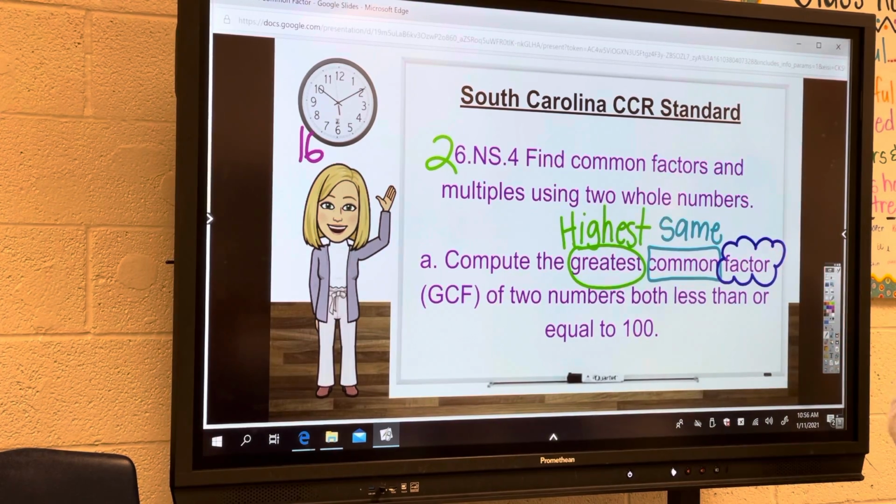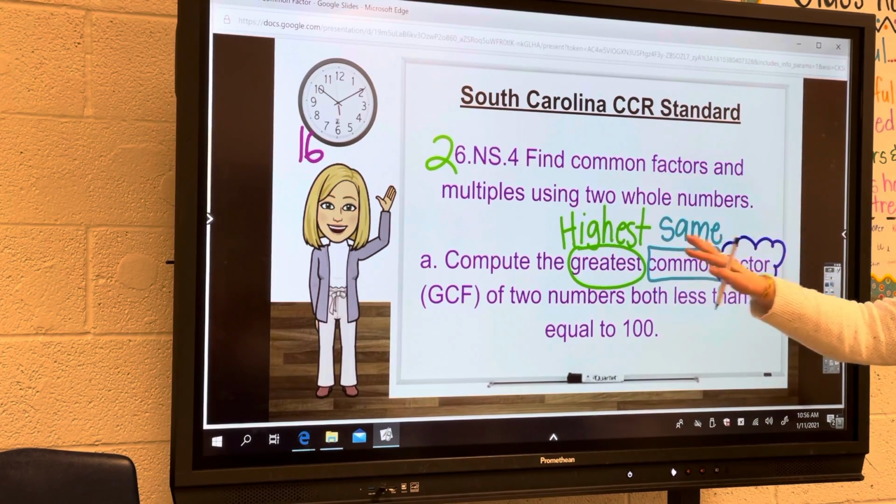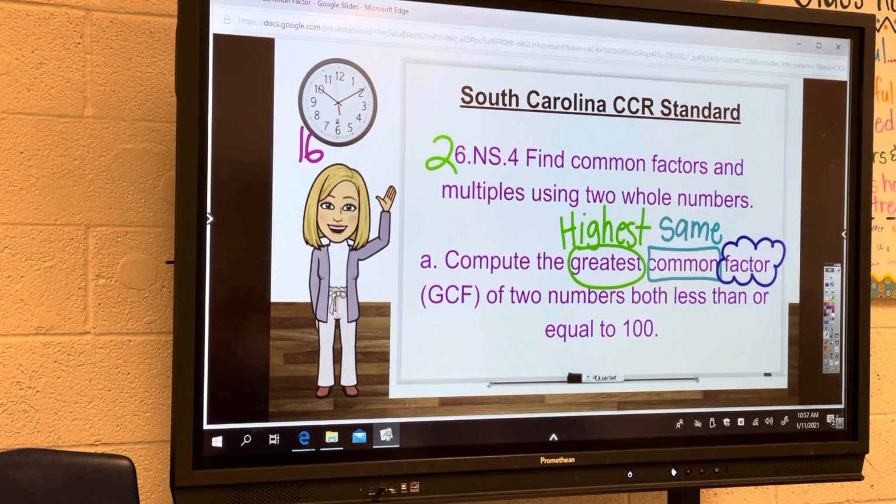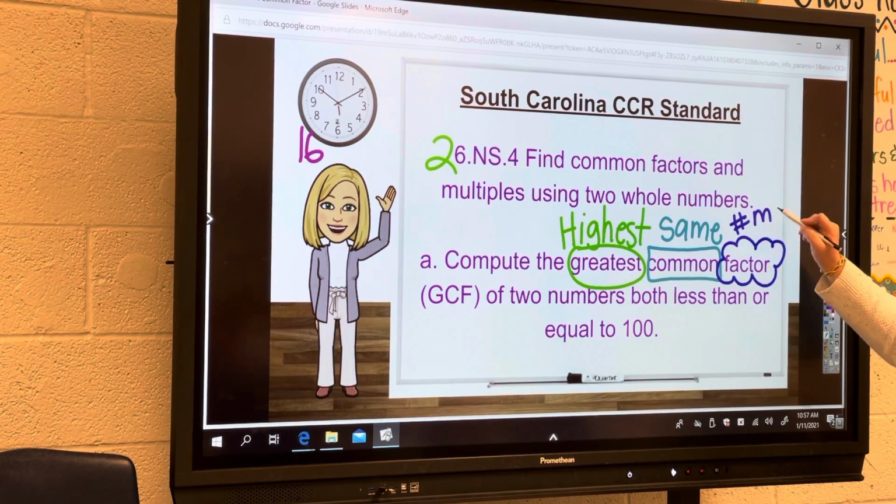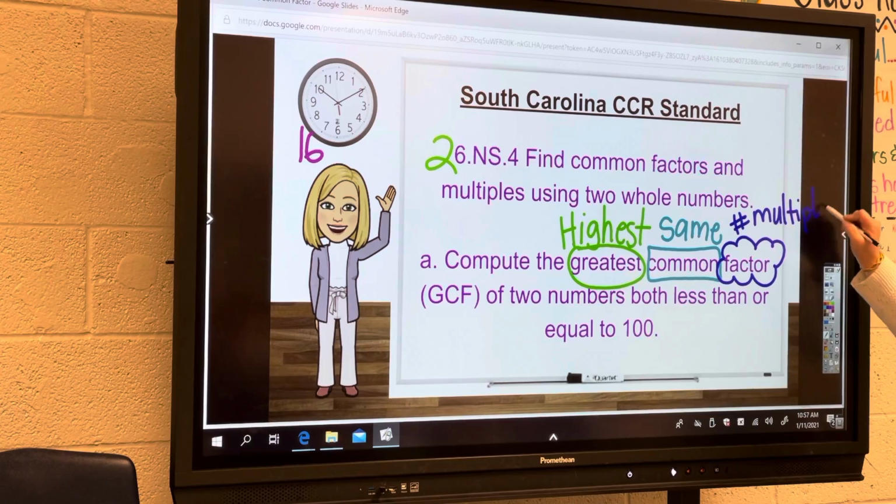And what does factor mean? Go back and look. It should be on page 26. What is a factor? Two numbers. So, the highest same factor. Okay? I'm not going to change that word factor because I can put the highest same numbers being multiplied. Okay? So, if we're talking about what they have in common, I want the highest factor that 2 numbers have in common. That's what we're looking for.